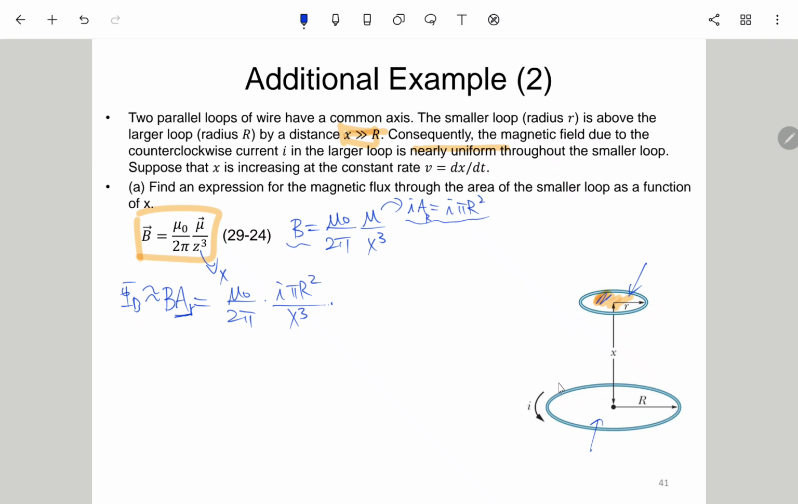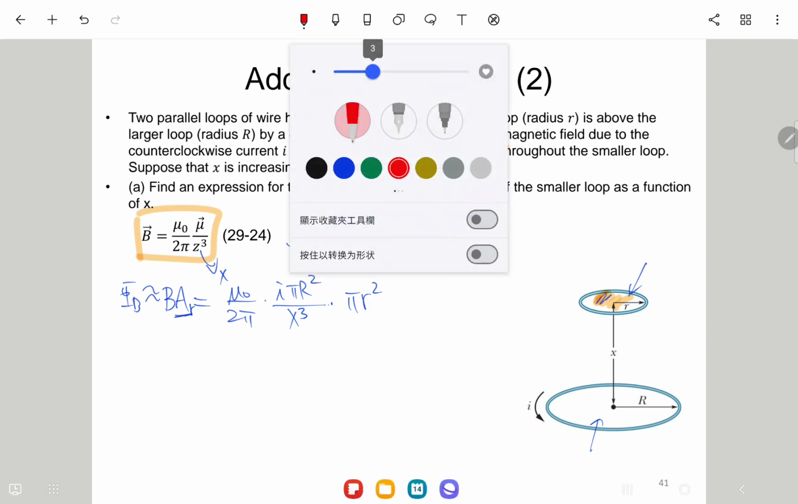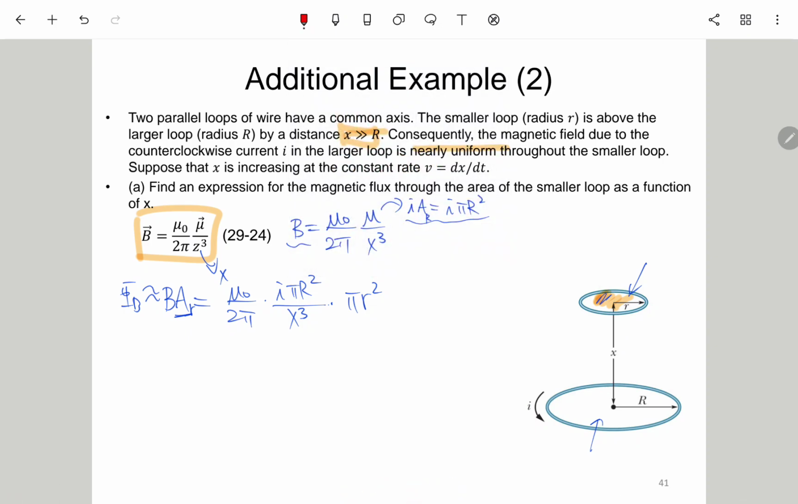This one actually comes from the larger loop, and here, this phi b, we are actually finding the magnetic flux for the smaller loop. So this area should refer to the smaller loop, which is pi times small r squared. And then we can do some cancellation: this pi and this pi, and nothing else.